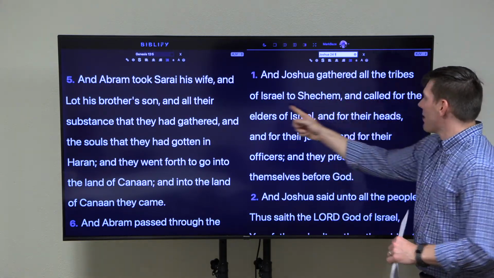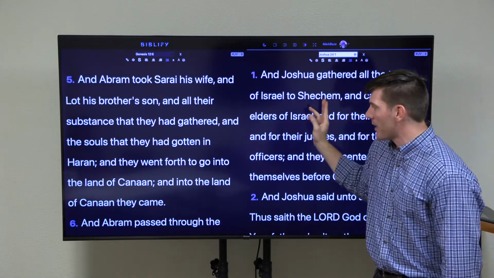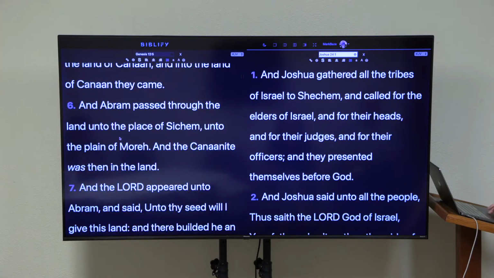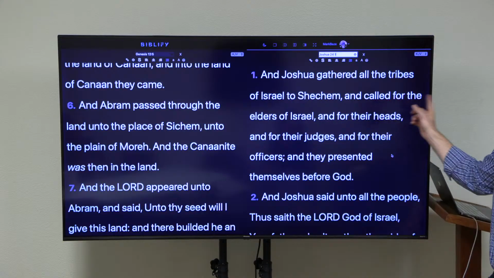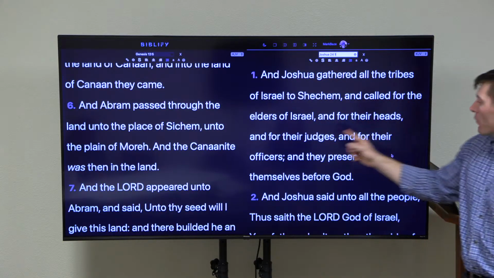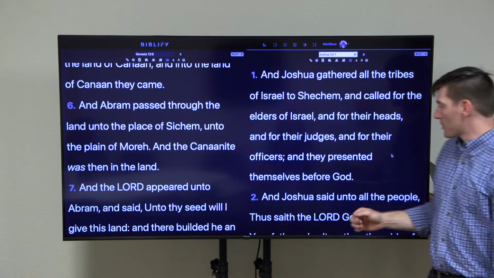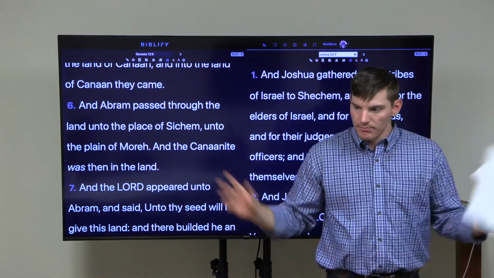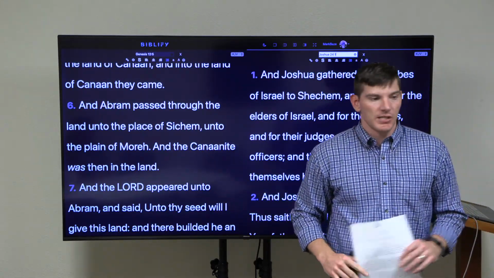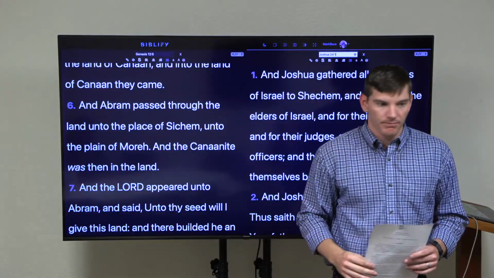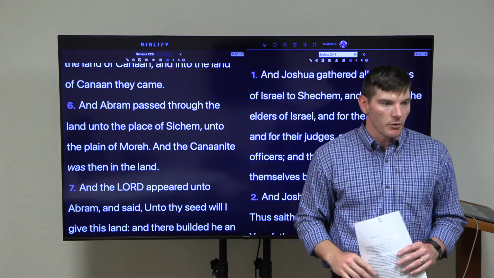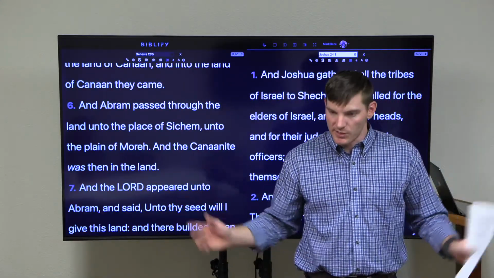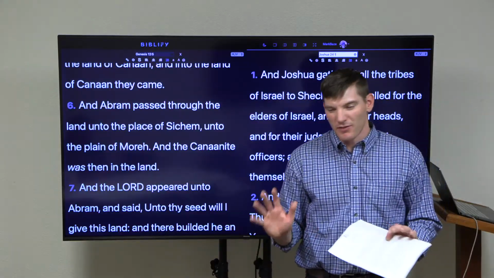Joshua gathered all the tribes of Israel to Shechem. That's the same one as Sichem over here in the 6th verse of Genesis 12. And called for the elders of Israel and for their heads and for their judges and for their officers, and they presented themselves before the Lord. Basically, how the whole thing goes is Joshua says, men, today if we sin against God, if we reject Him, then we will not be forgiven by Him. He is going to judge us. But today, if we will be obedient, God will uphold us. He will bless the nation. I'm giving a very quick paraphrase there.